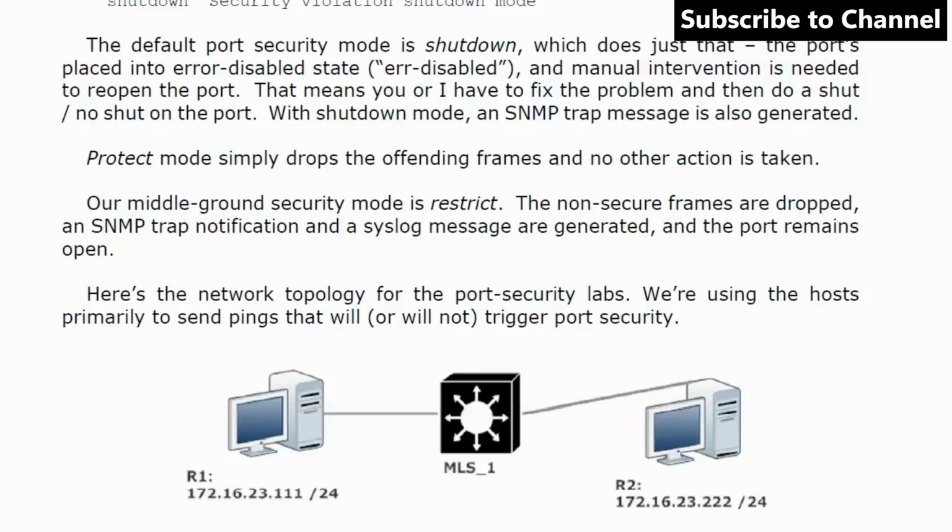Protect mode, it just drops the offending frames and no other action is taken. Our middle ground security mode is restrict, and the non-secure frames are dropped. There's an SNMP trap notification and a syslog message generated, but the port remains open. So if you want that port to remain open, but you want these other notifications, you need to go with restrict. But definitely I would know what all three of those modes do.